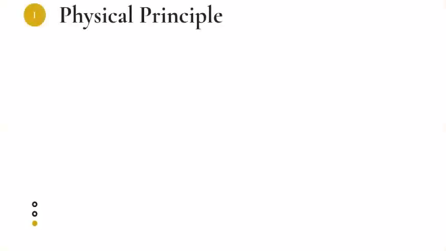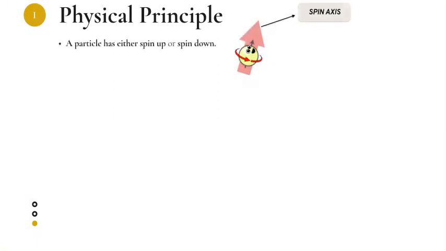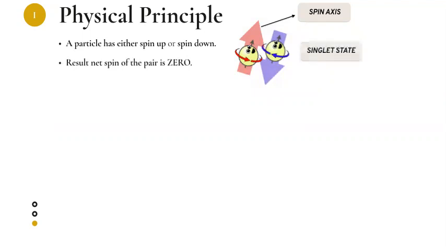For the physical principle, we all know that electrons have a specific spin associated with them. You can see that they have either spin up, where spin points in the same direction as motion, or spin down, where spin points in the opposite direction as motion. These electrons pair themselves with electrons having opposite spin to theirs. As a result, the net spin of the pair is zero. Furthermore, since they have opposite spins, they are said to be in a singlet state.